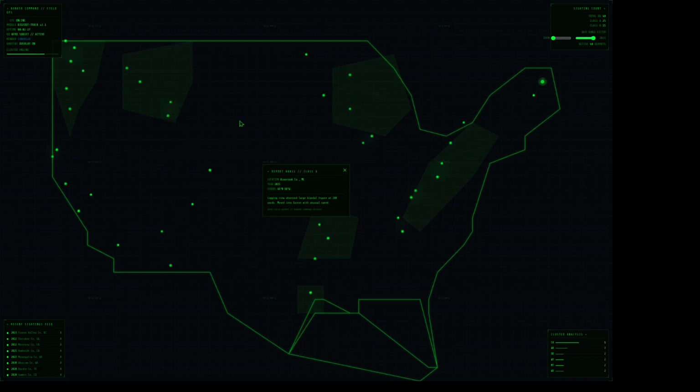A 54-inch stride. For context, the average human stride is about 30 inches. A large man running is maybe 48. 54 inches is not human. Unless it is, and they just have very long legs.